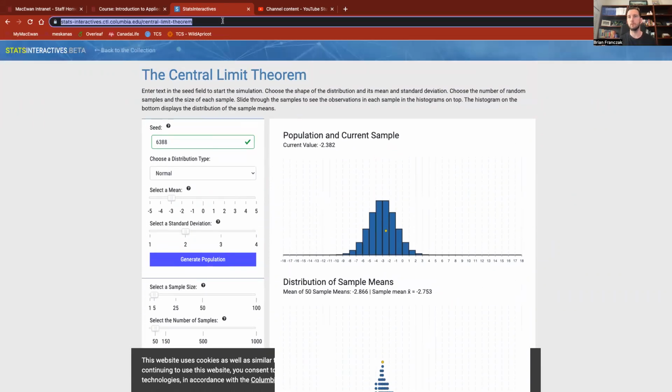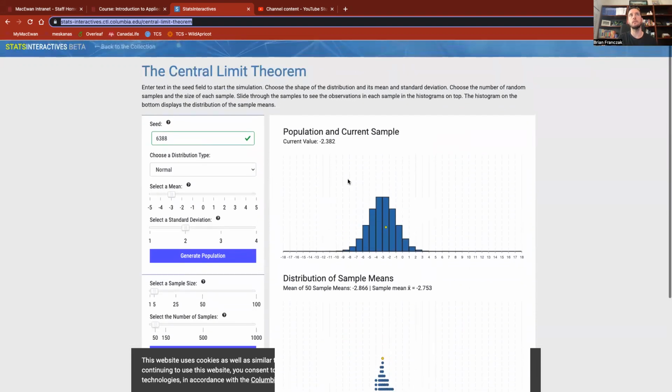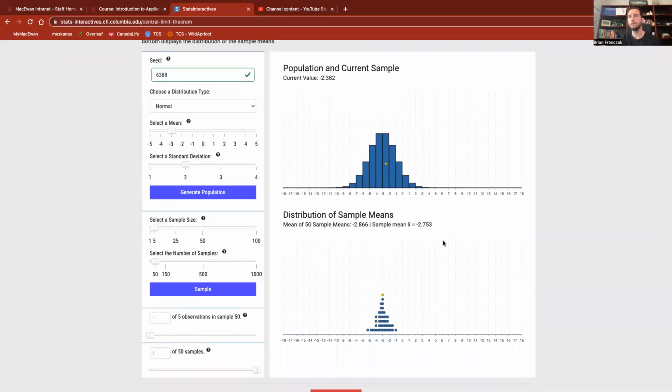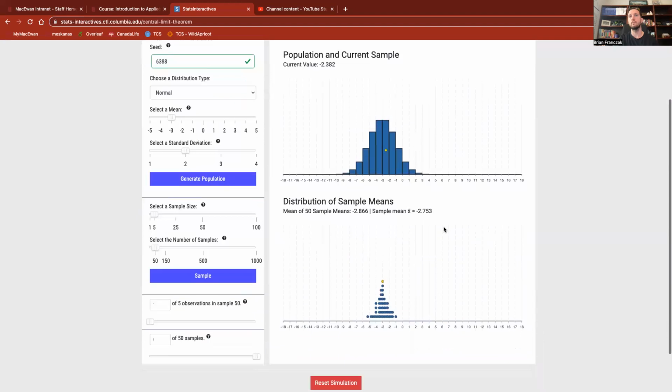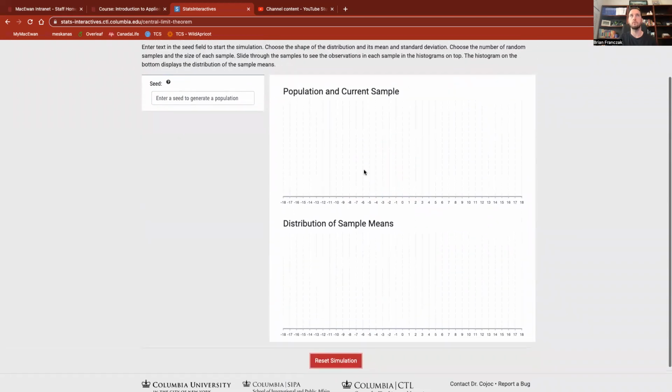In this illustration, I'm going to be working through and discussing the simulator that's given on the link provided at the end of slide number 29. If you follow that link, you'll come to this stats interactive page titled the central limit theorem. I'm going to use this simulator to explain how the central limit theorem works, and hopefully give you a little more insight into what it presents to us in terms of non-normally distributed populations. So let's start at the beginning.